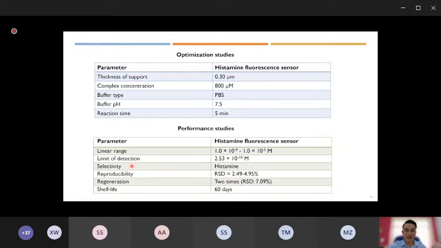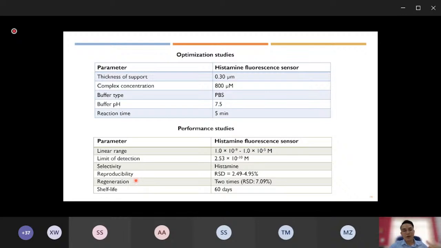The sensor can detect histamine, but there are various chemical components in food products, right? In chicken meat, there are histamine, tryptamine, or other amines. So we want to make sure our sensor is selective enough for our target analyte, which is histamine, and also reproducibility. Can the sensor give reproducible results with a different piece of glass?